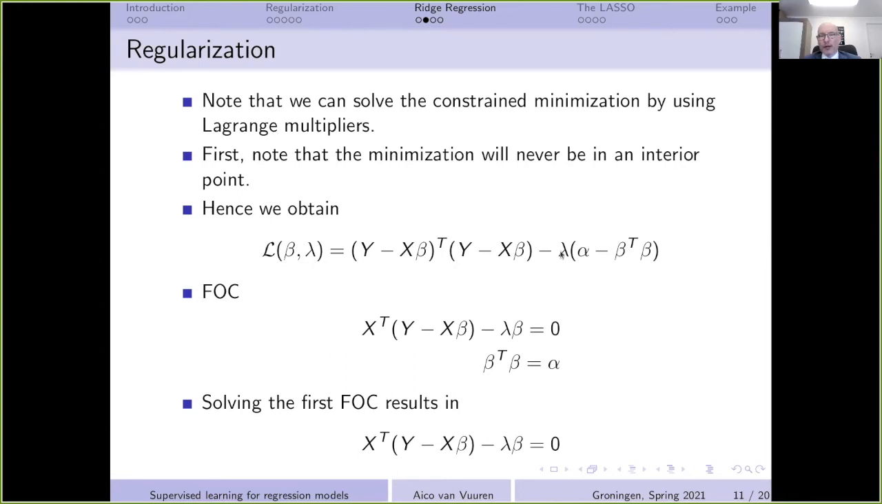Take into account, by the way, that we're not really interested in this lambda that we have over here. The only reason why we include it is because we need that for the Lagrangian. But in the end, it is not going to be of any value for us.